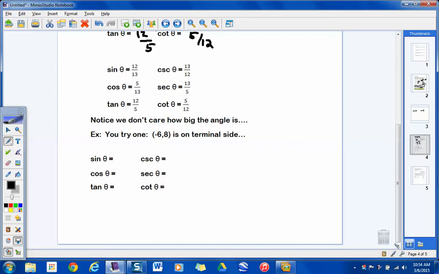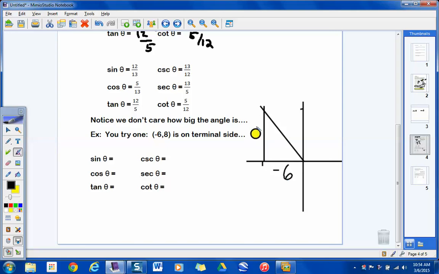You guys go ahead and try one. Your point is -6, 8. So if I drew a coordinate plane like so, where would -6, 8 lie? How far left or right? Left 6, up 8. So up here would be my terminal side, wouldn't it? So this is -6, and this distance right here would be 8. 6 squared is 36, 8 squared is 64, add them together, you get 100, right? What's the root of 100? 10. So the hypotenuse here would be 10.